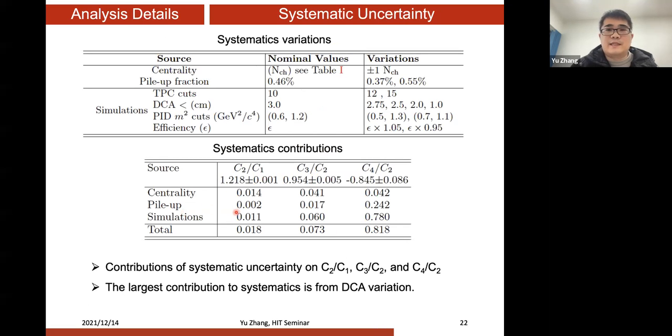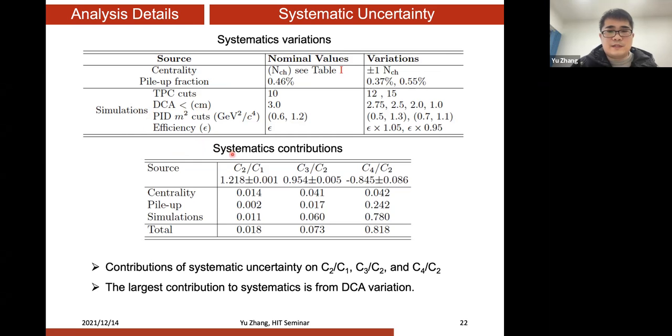This slide shows the systematic uncertainty analysis for our measurement. We considered a few sources. The first is centrality: we vary the centrality definition by 1, and the pion fraction, which is from the unfolding approach. And we also consider the track quality cut and the proton purity. We vary the TPC and the TOF PID cuts and the efficiency value.